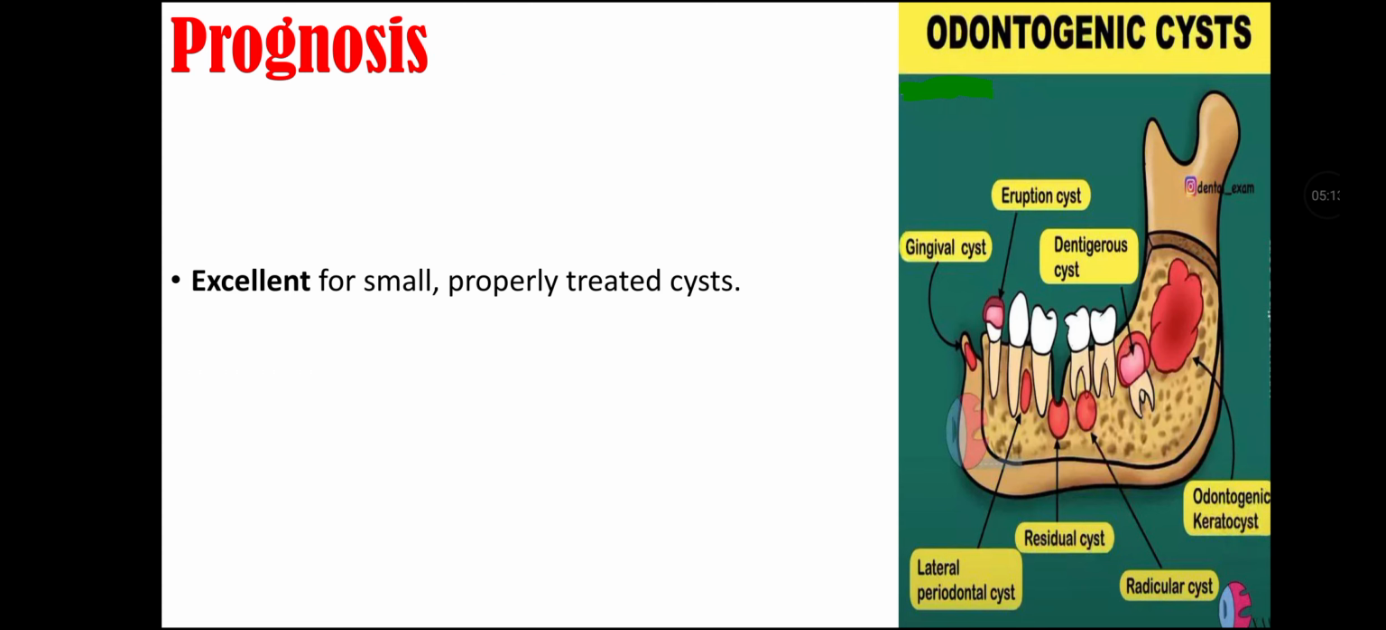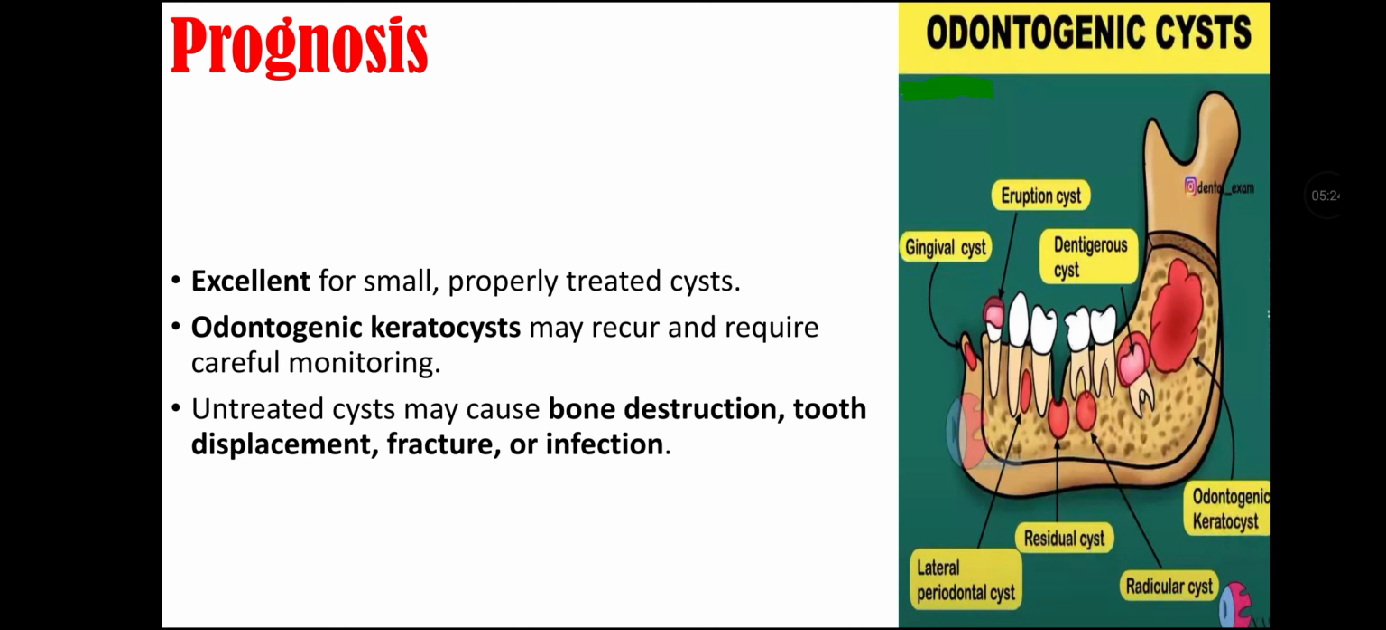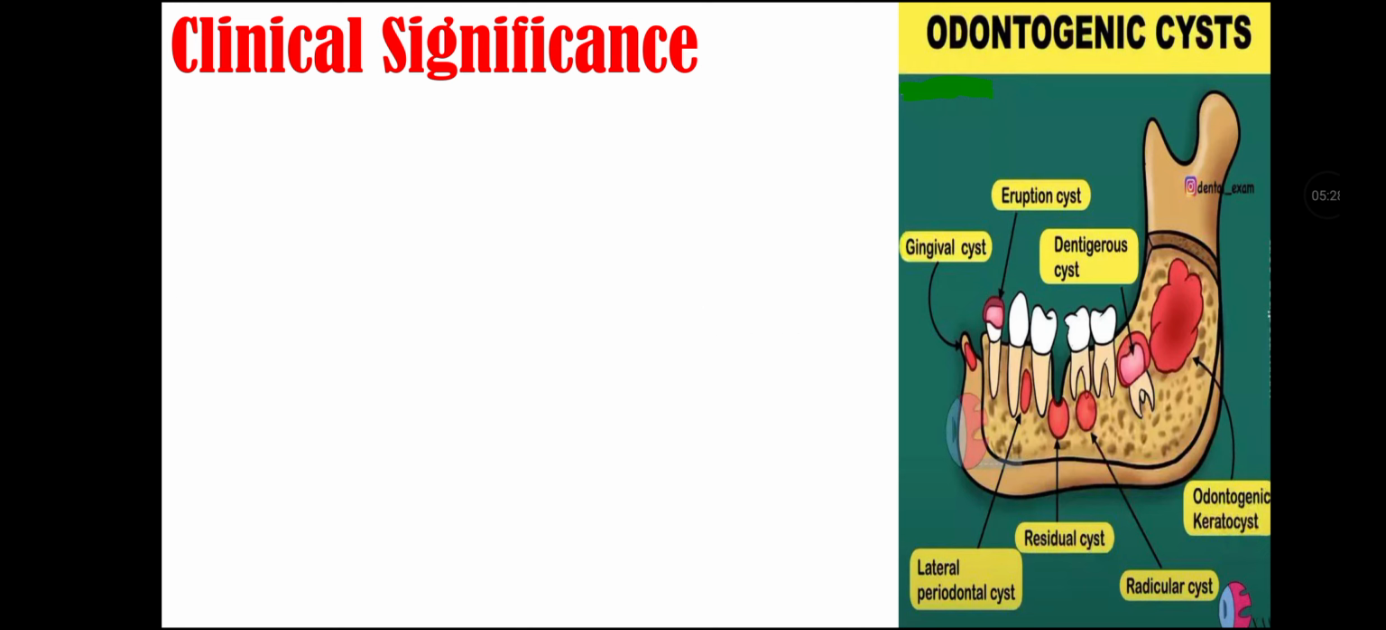Prognosis of odontogenic cyst. Prognosis is excellent for small, properly treated cysts. Odontogenic keratocysts may recur and require careful monitoring. And untreated cysts may cause bone destruction, tooth displacement, fractures, or infections.